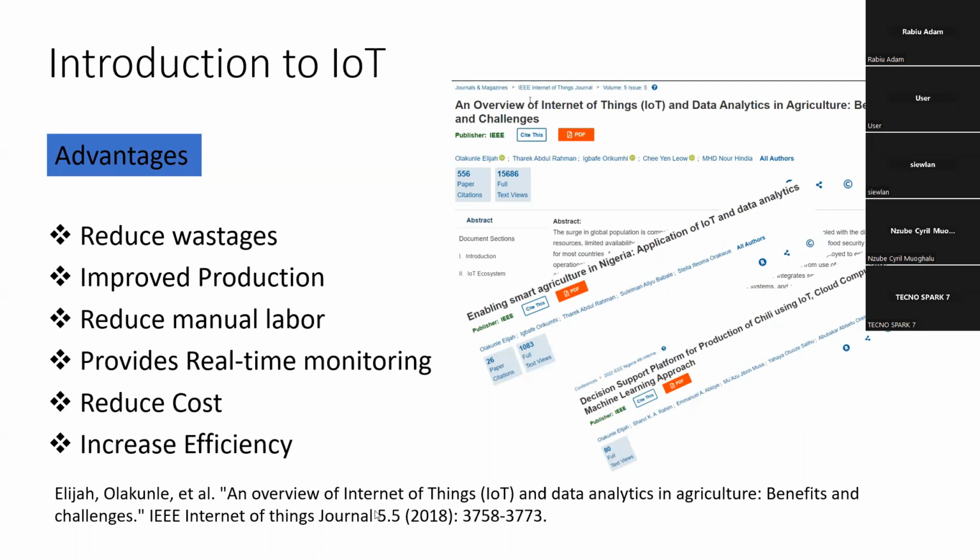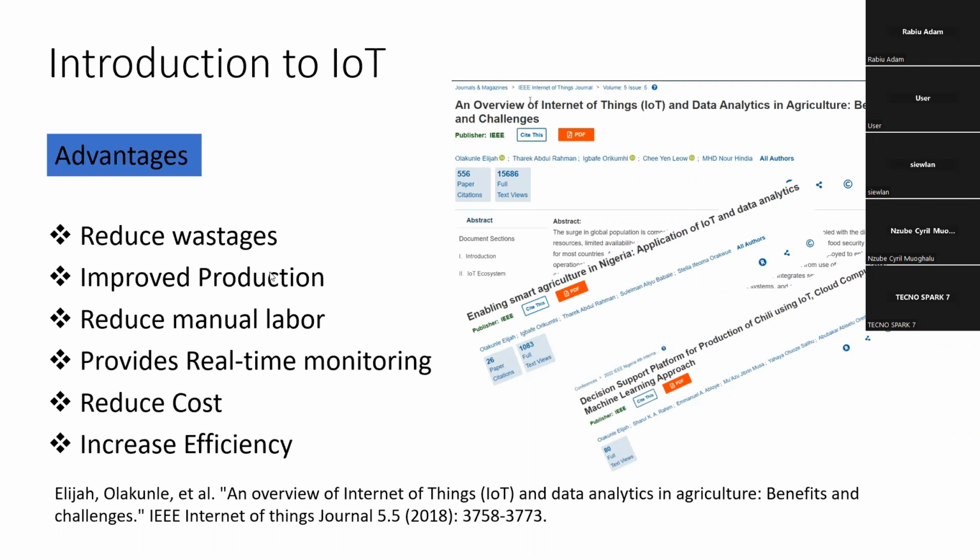So if you want to know more about Internet of Things, we have a few publications that have been well cited. An example is An Overview of Internet of Things and Data Analysis in Agriculture: Benefits and Challenges. You can just go online and Google some of these topics. Enabling Smart Agriculture in Nigeria: Application of IoT and Data Analytics. And this one, Decision Support Platform for Production of Chili Using IoT, Cloud Computing, and Machine Learning Approach. These are very good papers that I would like to encourage you to check out.